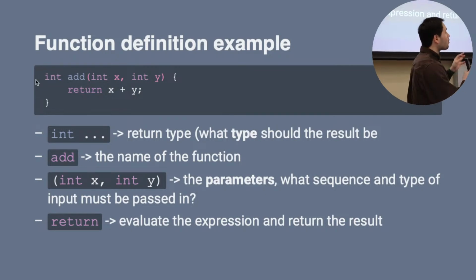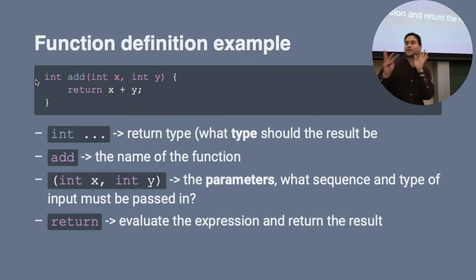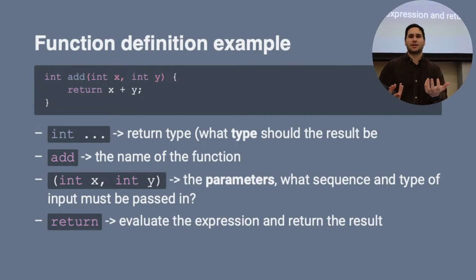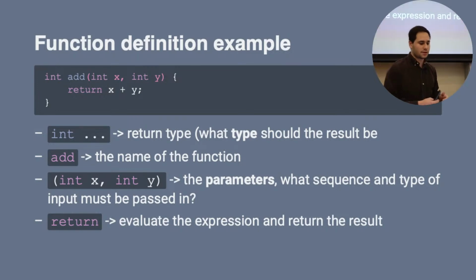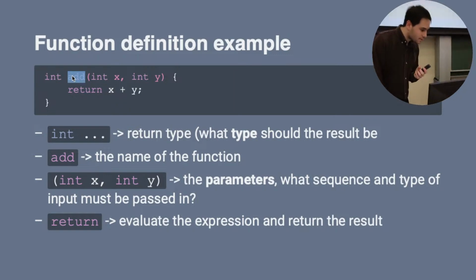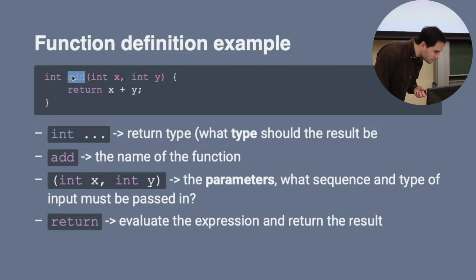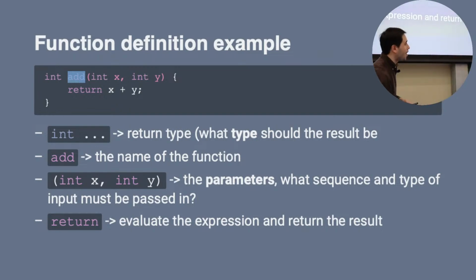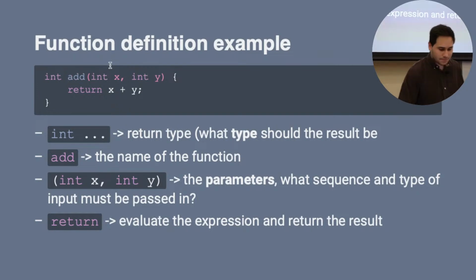So when you're creating a function, you need to first think, what should this function do? What should the result be? What's it computing, and what is the data type of that result? Do we have any questions on the return type and the name so far? Are we doing okay so far? Yeah. All right, great.